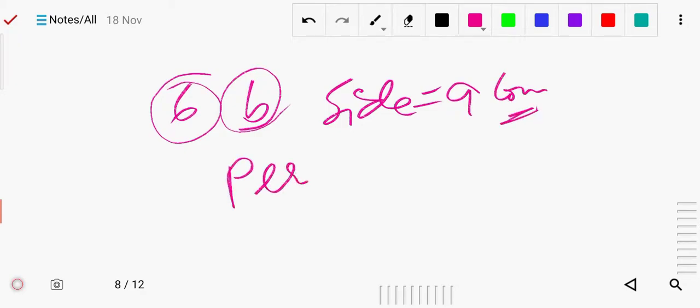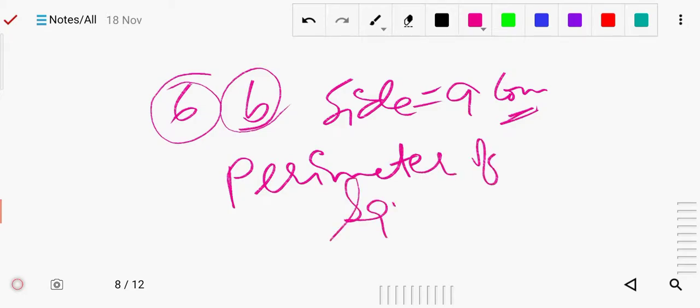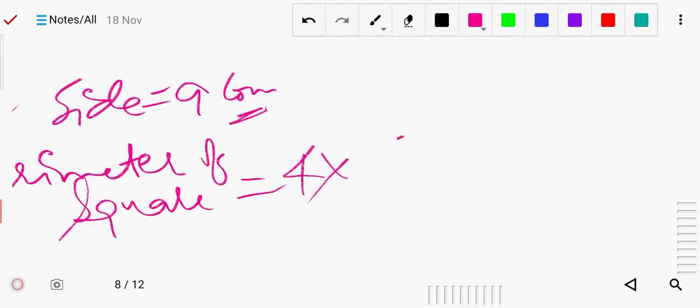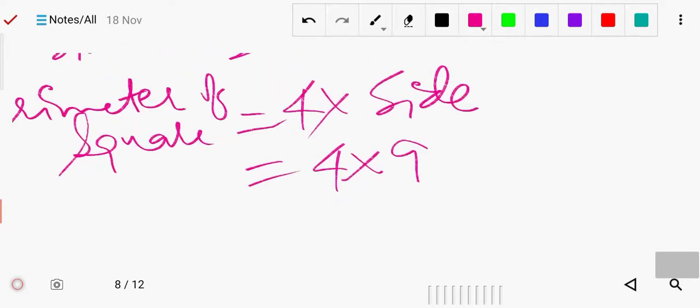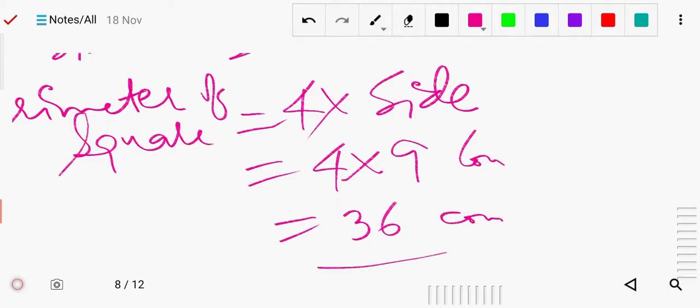You can write the formula. Perimeter of square equals 4 into side. Now what is the value of side? 9. So 4 times 9 is 36. So 36 centimeter is your answer.